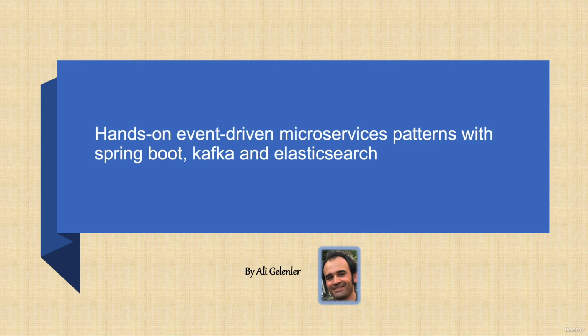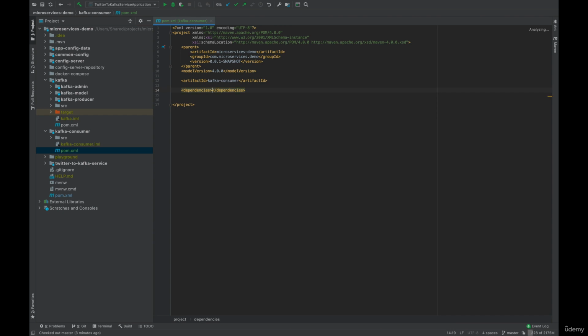Hi everyone. Now let's create a Kafka consumer module under Kafka folder and add app-config data, Spring Kafka, and our dependencies.